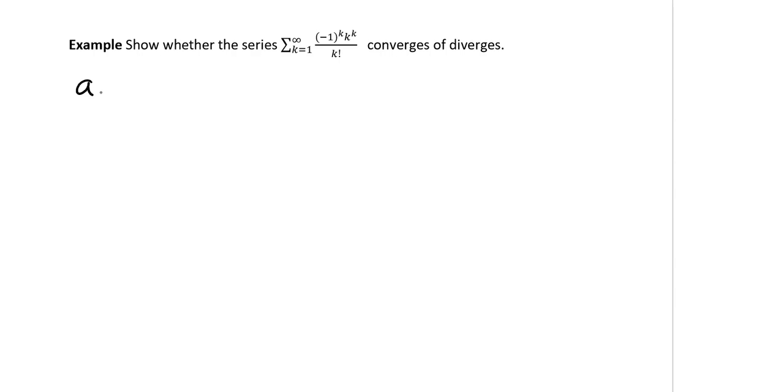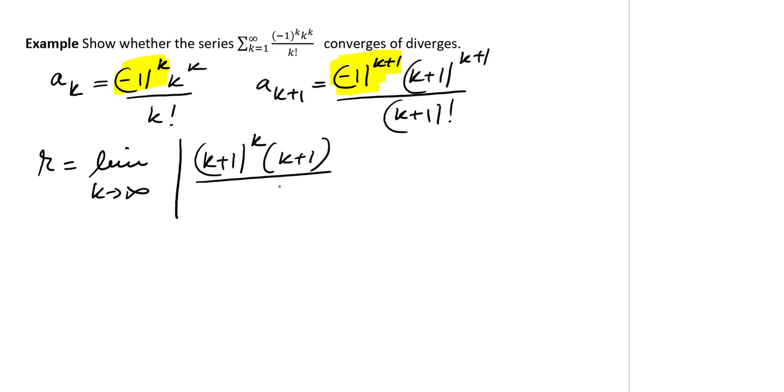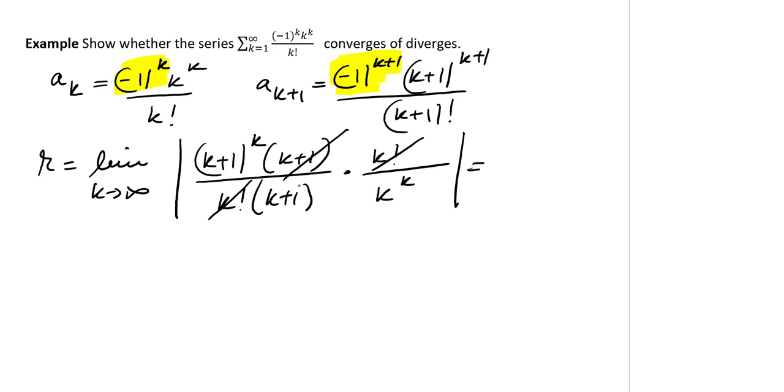So in this case, a sub k is negative 1 to the k. I wrote a sub k and a sub k plus 1 because I had a few issues. Now r equals the limit as k approaches infinity of the absolute value of a sub k plus 1. In absolute value, these terms are just going to be transformed into 1, so I'm not going to write them anymore. So it's k plus 1 to the k plus 1. I'm going to write it as k plus 1 to the k times k plus 1 to simplify my computations as well. K plus 1 factorial is k factorial times k plus 1. And then times the reciprocal of a sub k, which is k factorial over k to the k. So this cancels with this one, and this cancels again, so the limit as k approaches infinity.